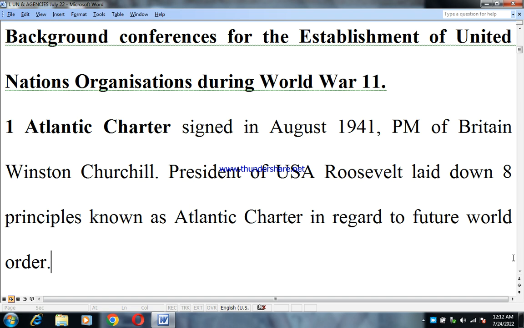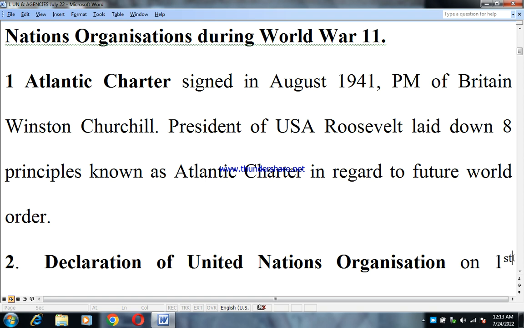Number one was the Atlantic Charter, signed in August 1941. Prime Minister of Britain Winston Churchill and President of the United States of America Roosevelt laid down 8 principles known as the Atlantic Charter in regard to future world order.